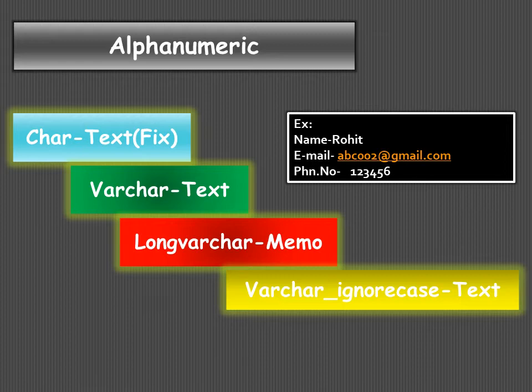Under the alphanumeric data type, we have char text, varchar text, long varchar memo, varchar ignore case text. So we can say that textual data represents any kind of information that can be brought into your system and displayed in a human readable form.